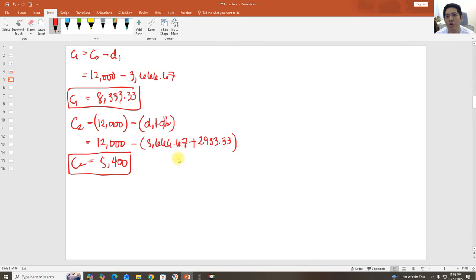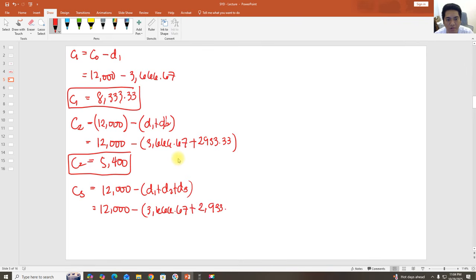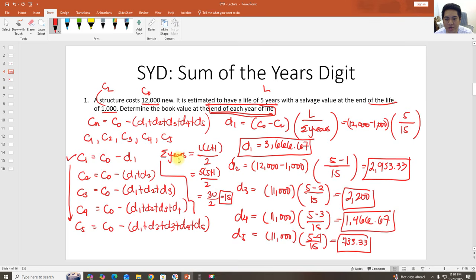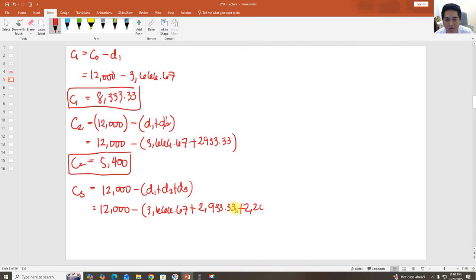So notice that the book value goes down because we are talking about the book value, and we are expecting that in the fifth year, it should be equal to the salvage value. So we have C sub 3, we have 12,000 minus D1 plus D2 plus D3. Okay, so we have 12K minus 3,666.67 plus 2,933.33 plus D sub 3, which is 2,200.